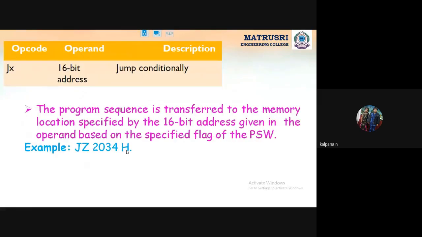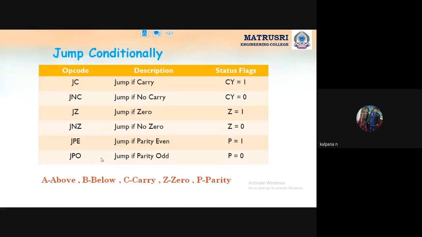Whereas here, it will depend on the flags. We will mention in the program: if the carry flag is equal to 1, then only jump to 2034. It will check whether the carry flag is equal to 1. If yes, it will jump to 2034. Otherwise, it will go to the next instruction below JZ 2034, which is MOV A, B. Like that, some examples are also given for the conditional jump instructions.